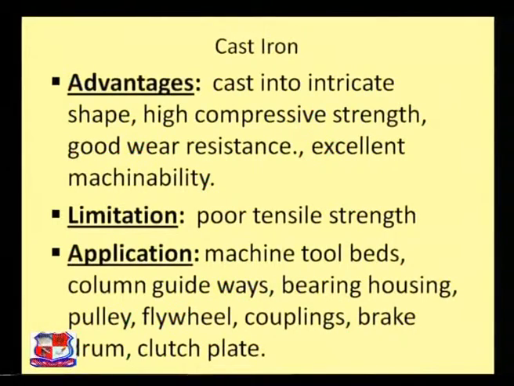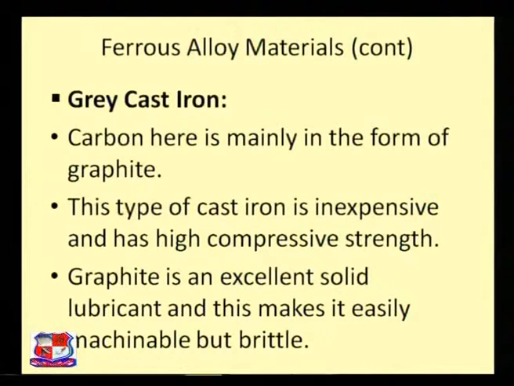So these are the basic applications of cast iron. Now we will understand grey cast iron. Carbon here is mainly in the form of graphite. As we already studied, in a cast iron the main constituent is iron and the second main constituent is carbon, right. Iron and carbon are two major constituents of cast iron. But here in a grey cast iron, carbon is always present in the form of graphite, and this type of cast iron is inexpensive and has a high compressive strength.